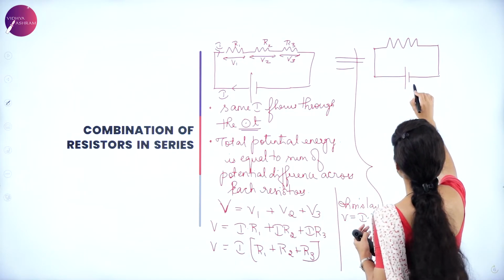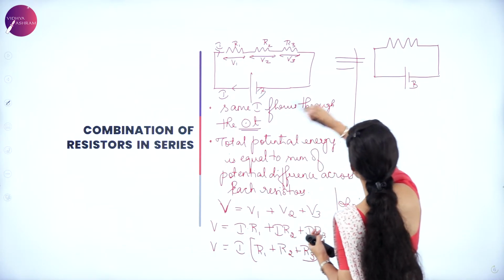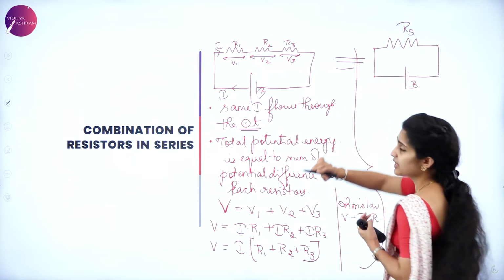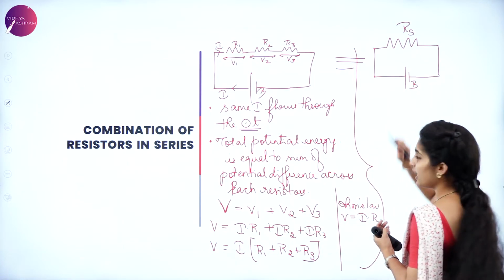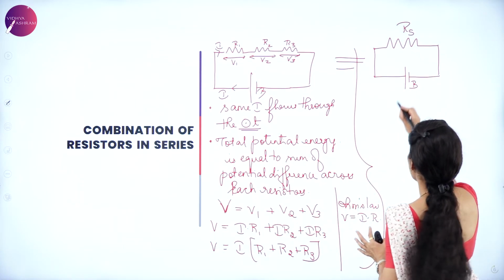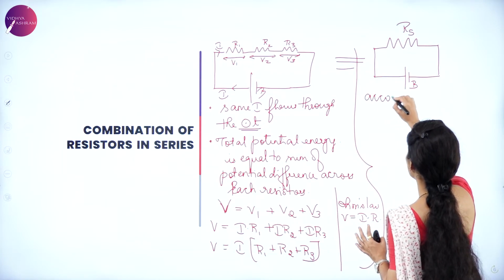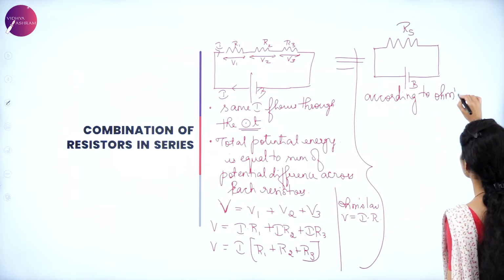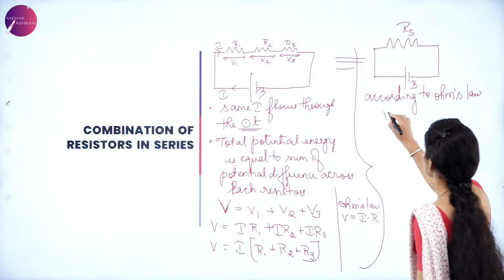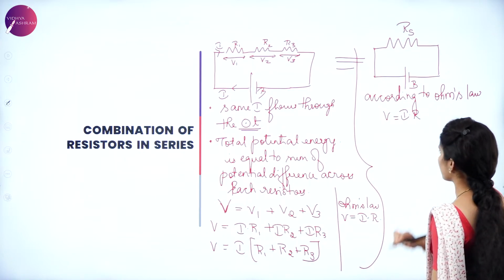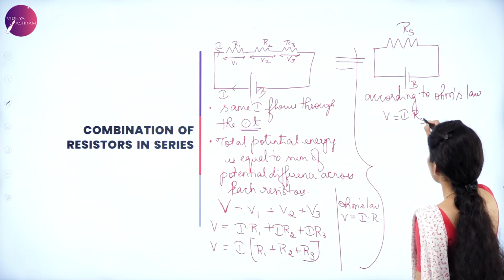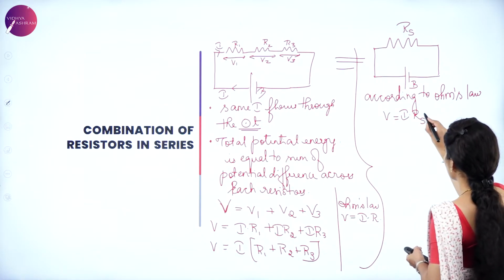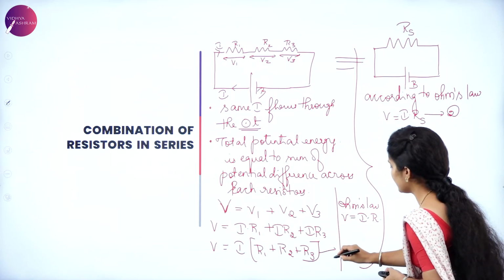So this is a battery, call it B. Here we have a resistance, call it the equivalent resistance, which is connected in series. So Rs, resistance in series. Now according to Ohm's law, we have V is equal to I into R. Substitute this will be Rs because we are connecting the equivalent resistance. So substitute this equation 2 in equation 1.